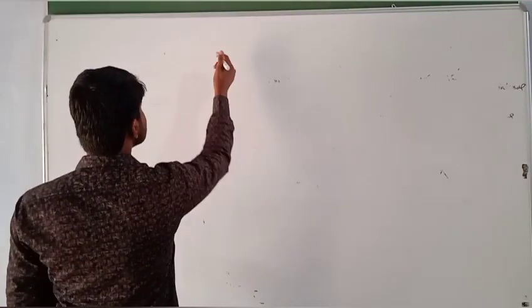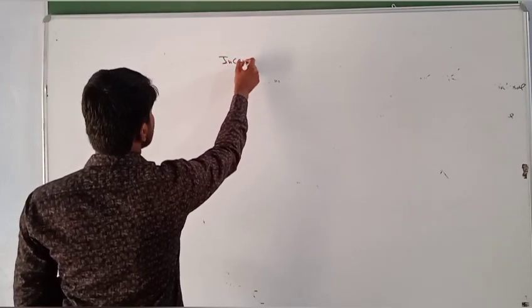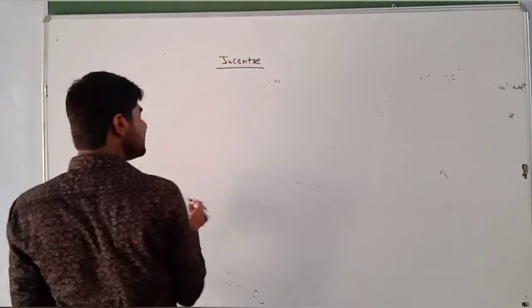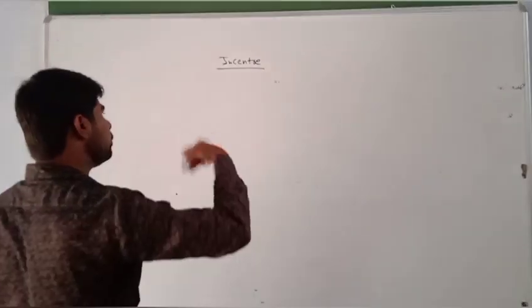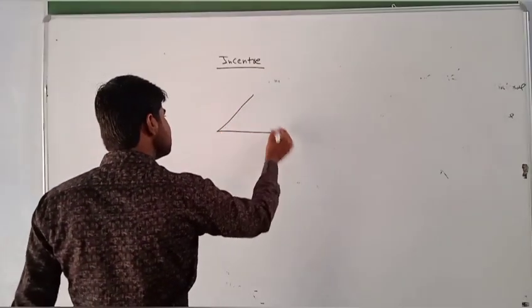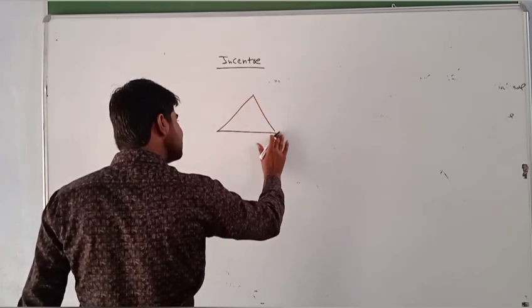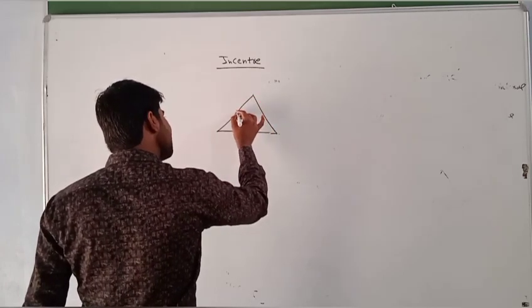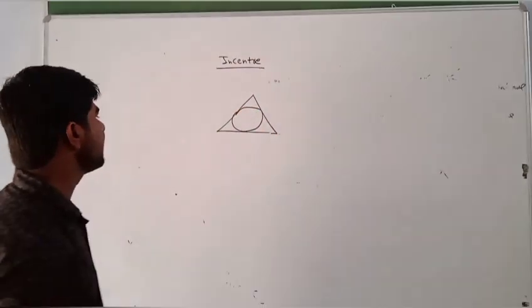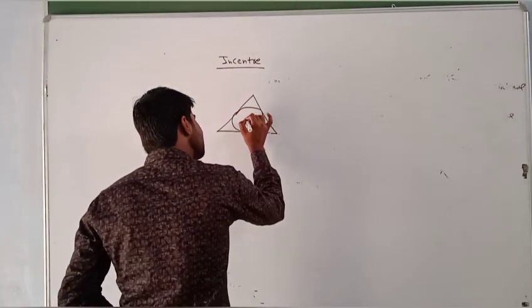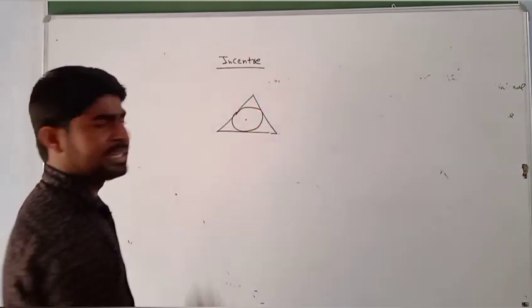In circumcenter, we made a circle outside the triangle. Now we will make a circle inside the triangle, that is this one, which will touch all the sides of the triangle. So the center of that circle is called the incenter.